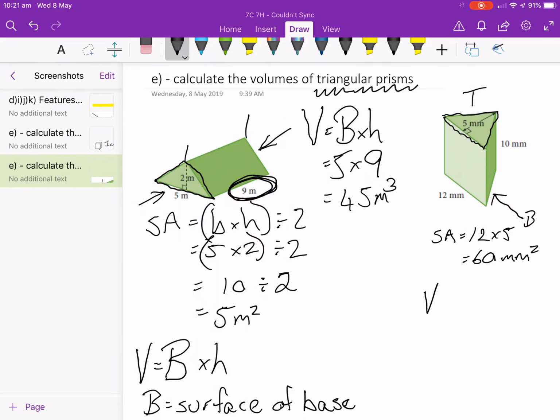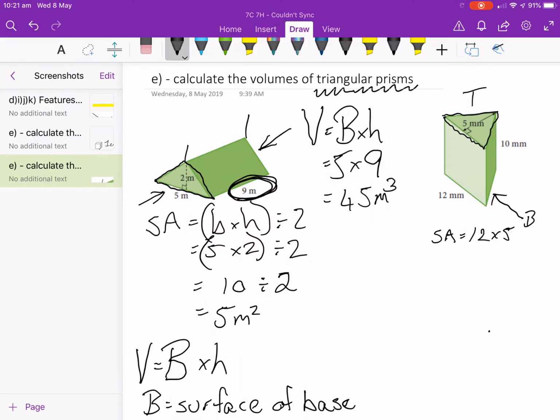Now we can do our volume. Volume equals base times height. So it's going to be 60 times, and the height is 10. So we're going to end up with, oh, I made a mistake. I'm just going to go back and fix this, because it's a triangle. We need to divide it by 2.